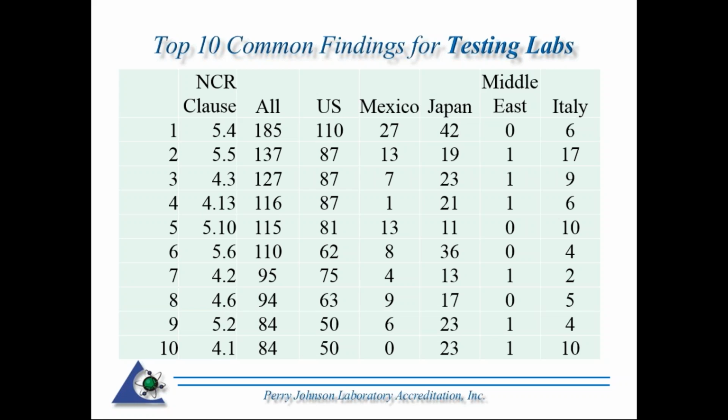Okay, now we have the same data that we had for calibration. However, for testing, this is the top 10. One thing that stands out is that I don't see any of the PL123 here. That's understandable if you consider PL2, which is traceability, and PL3, which is uncertainty, and how those could be much more prevalent for calibration organizations.